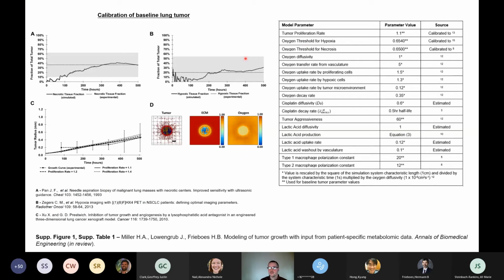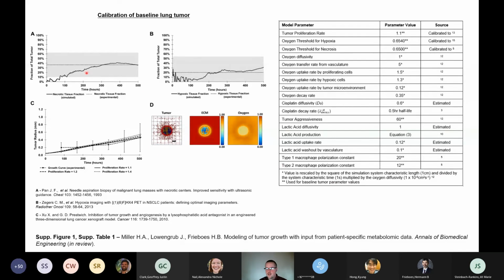Before interpolating the values of each of these parameters, we first established a baseline case, which represents the typical lung cancer tumor using experimental data obtained from needle biopsies. And we also used hypoxia PET imaging and a 3-dimensional lung xenograft model. To calibrate the model, we fitted curves to match measured tumor metrics at a specific time point by adjusting the oxygen thresholds for hypoxia and necrosis and the tumor proliferation rate.